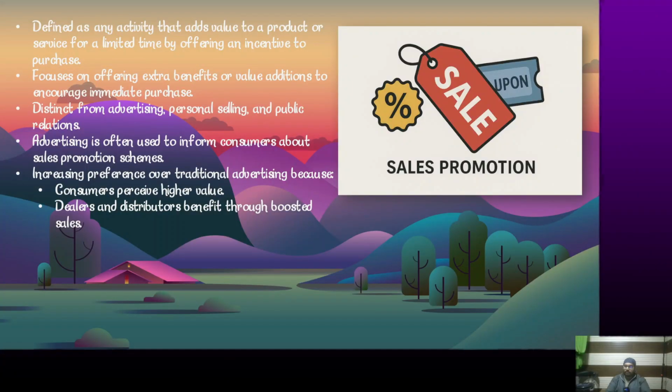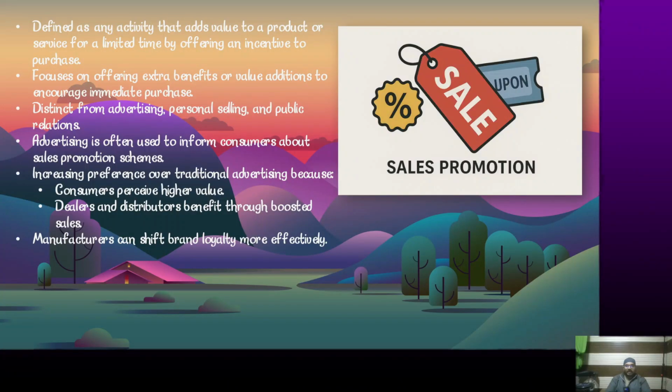Or if it's a buy one get one offer, the customer thinks that I am paying the same amount as for only one product, but in return I am getting two products. Then the dealers and the distributors also benefit through the promotion because their inventory gets cleared more quickly than before. So the more quickly the inventory gets cleared, the more recent product they can buy.